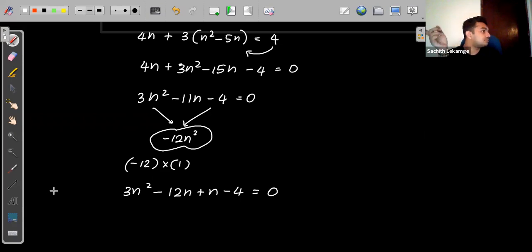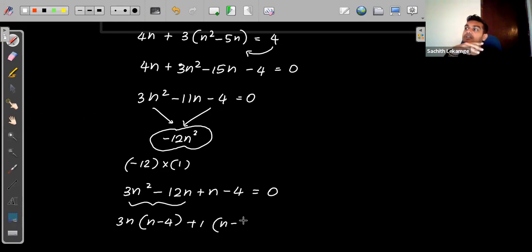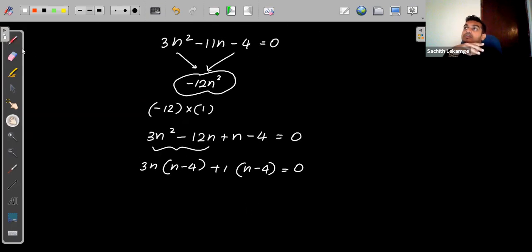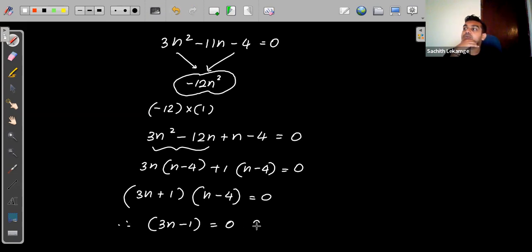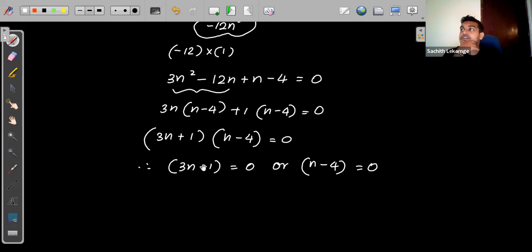We should say these are the factors. Then take out of these two, take 3n out, then you are getting n minus 4. This one take plus 1 out, n minus 4 equals 0. So 3n plus 1, n minus 4 equals 0. Therefore, n equals, 3n plus 1 equals 0, or n minus 4 equals 0. If you take minus 1, n equals minus 1 over 3.